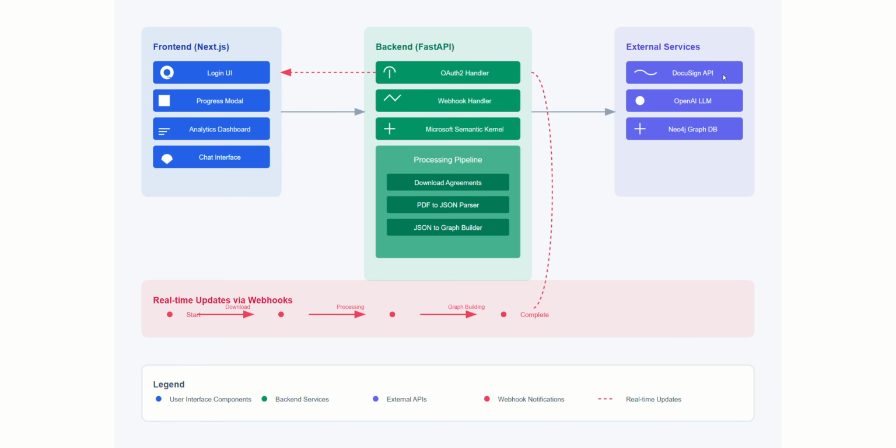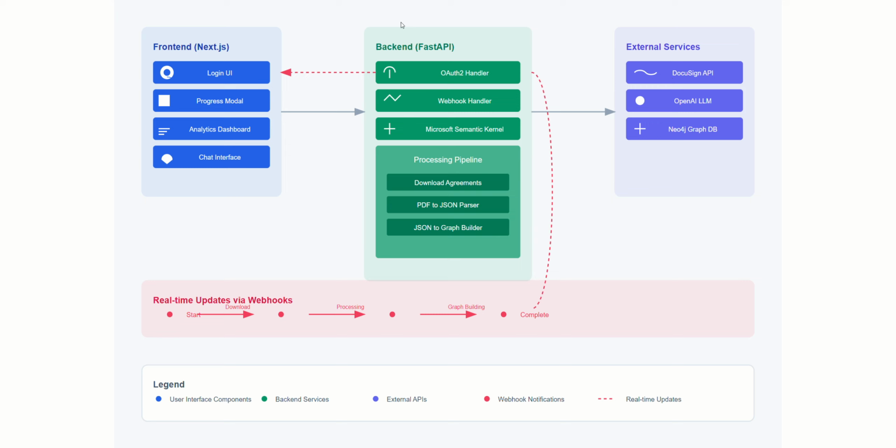So these are the tech stacks that work under the hood for DocuWatch. We are using a Next.js application on the front end, and the backend is built using FastAPI. We also established a webhook connection, and we are using Semantic Kernel as an AI orchestration tool. We are using OpenAI LLM, Neo4j GraphDB, and the DocuSign API for all the DocuSign related processing.